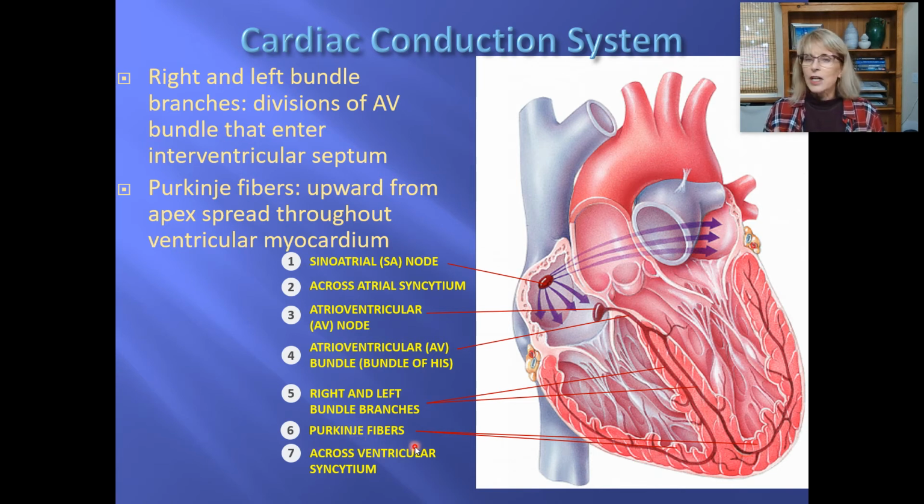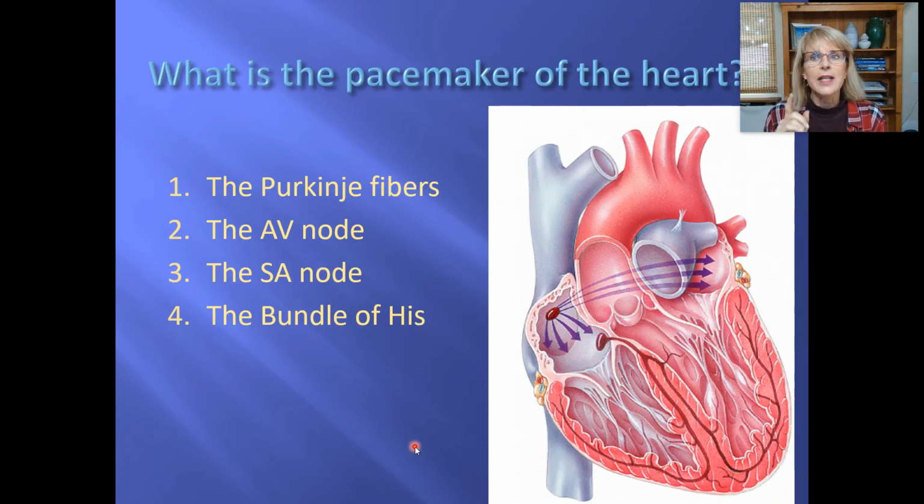And then after that, definitely from one heart muscle cell to another across the intercalated discs. So as a summary, from the SA node across the atria, it arrives at the AV node, goes down the bundle of His, down the bundle branches, up the Purkinje fibers, handed from one heart muscle cell to another across the ventricular syncytium. And what does that end up looking like? I've got an image in one second.